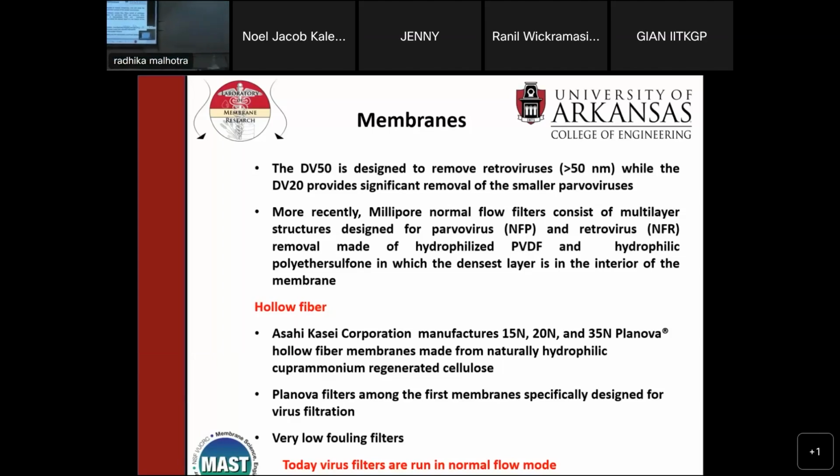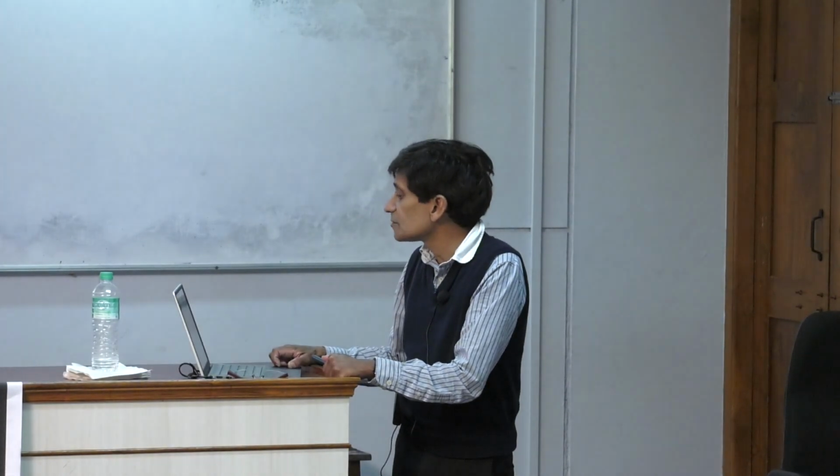So Planova filters are among the first membranes specifically designed for virus filtration. That is true. They're some of the first, before Millipore and Pall, and they were actually designed for plasma fractionation, not monoclonal antibodies initially. And they're very low fouling filters, and they're all run in normal flow mode.